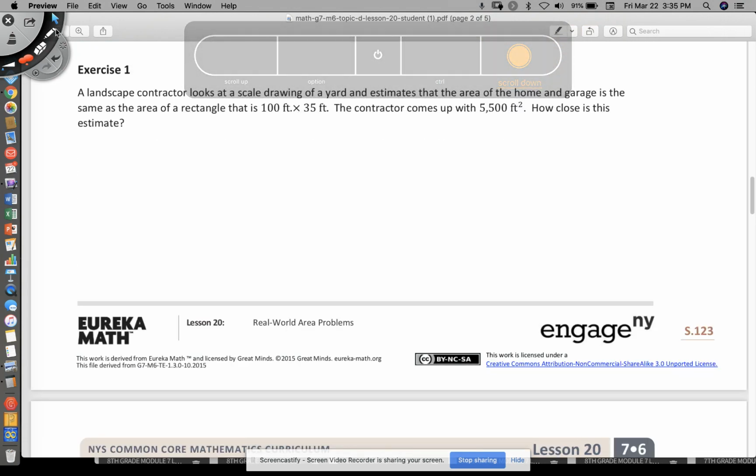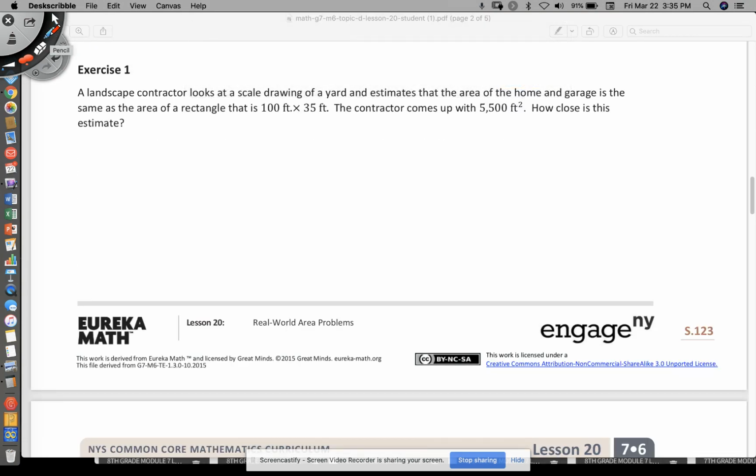All right, now this one says that the landscape contractor looks at the scale drawing of a yard and estimates the area of the home and the garage as the same as the area of the rectangle, which was 100 times 35. The contractor comes up with 5,500. Was he close on his estimate? Well, I don't think he was close. I think he overestimated the size of this house, because if it's 100 by 35, that's going to give me 3,500 feet squared. If he's saying it's 5,500 feet squared, then the contractor's off and we get to save some money.